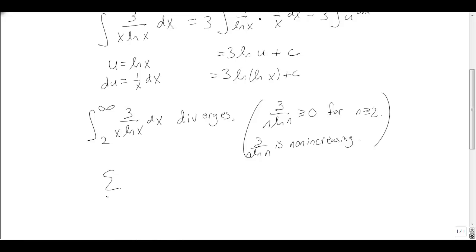And what the integral test tells us is that the sum from n equals 2 to infinity of 3 over n times natural log of n does the same thing as the integral. Diverges by the integral test.